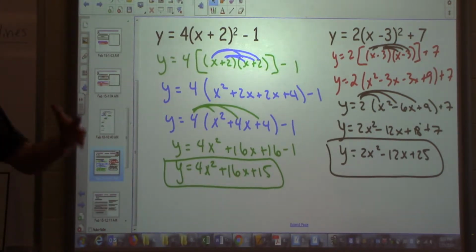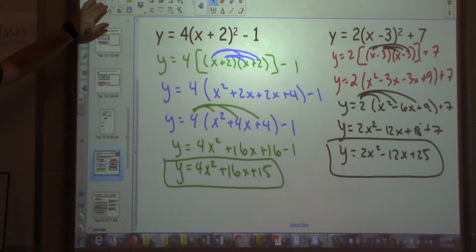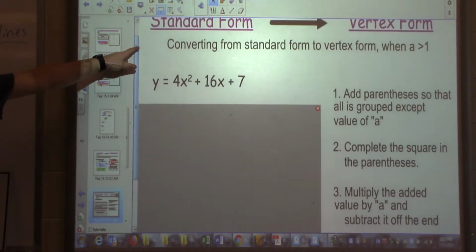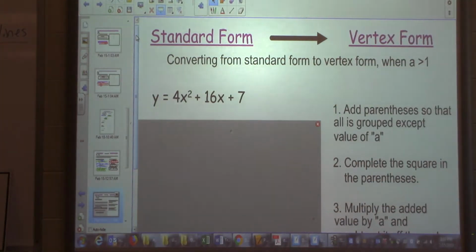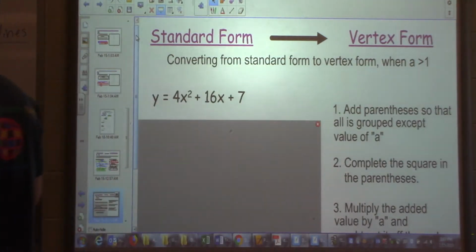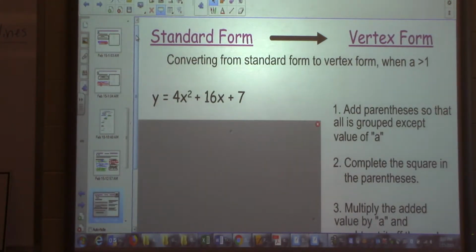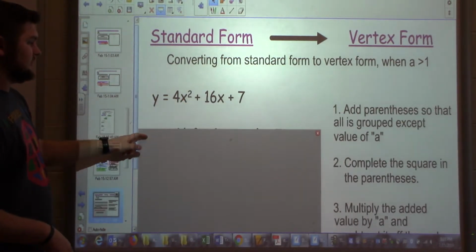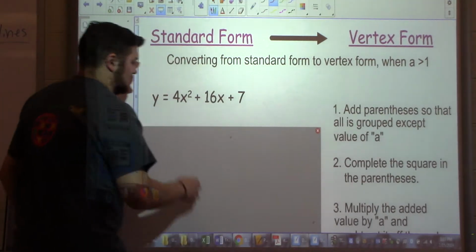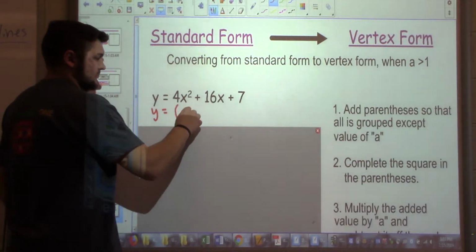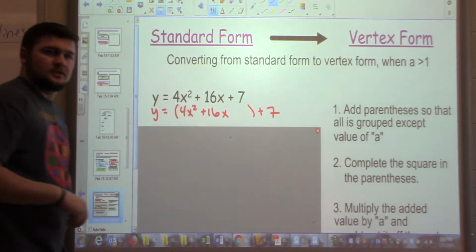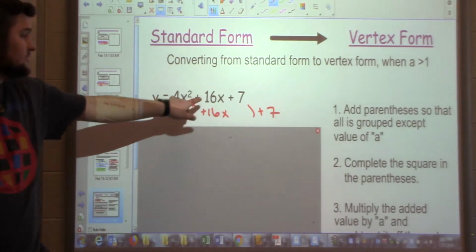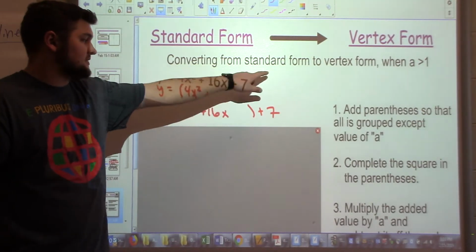Alright, like I said, going from vertex to standard is normally really easy. Going the opposite way is not as easy. Going from standard to vertex, just like yesterday, is a little bit more difficult when a is greater than 1. What I'm going to do is still split these. I'm going to take y equals 4x squared plus 16x plus 7. Just like I did yesterday, I took those first two terms, put them in parentheses and left a space, plus 7.